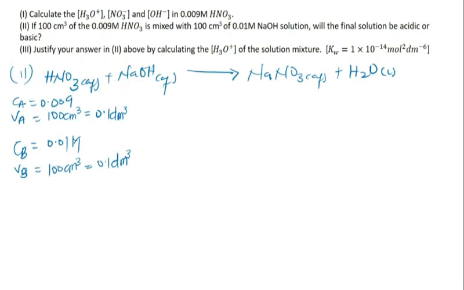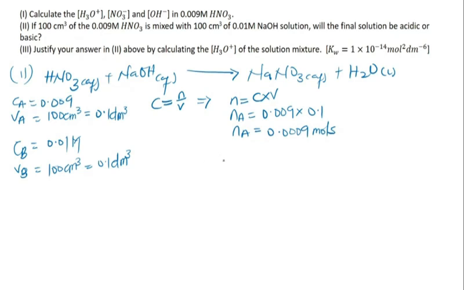So from here we need to calculate the moles of the acid that reacted with the moles of the base to see which of them is in excess. But we know concentration is equal to mole over volume. This implies our mole is concentration times volume. So our mole of acid is given to us by 0.009 times 0.1. So our mole of acid is equal to 0.0009 moles. Now the mole of the base will be given to us by 0.01 times 0.1.